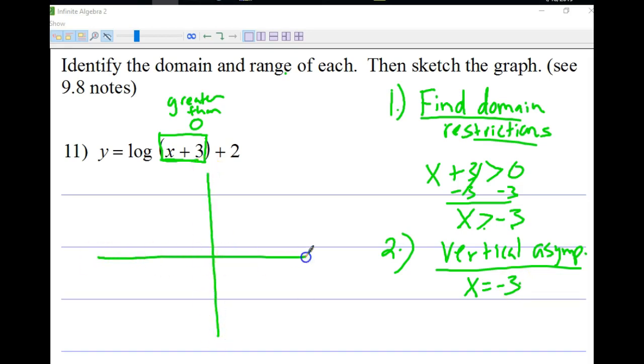I know that I've got an invisible barrier here. And I know that my graph has to be greater than negative 3, so that means to the right of it.